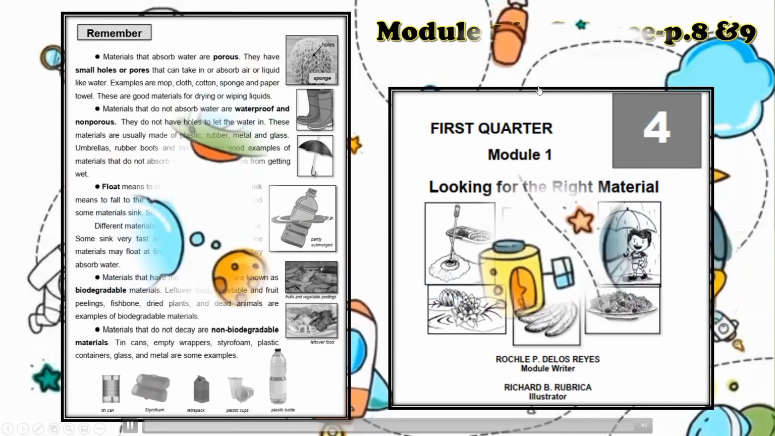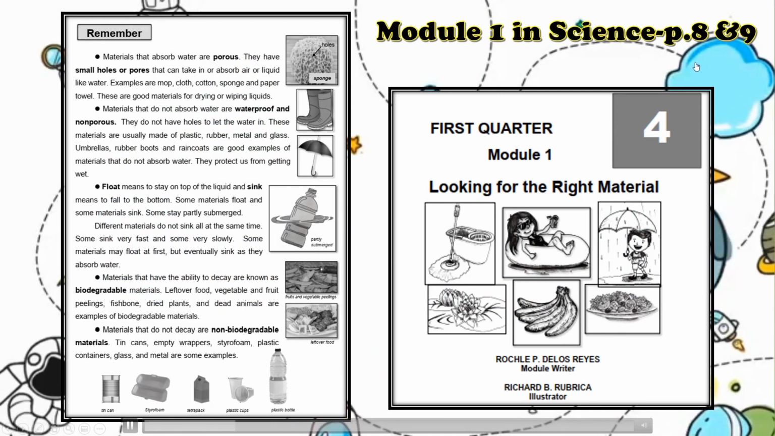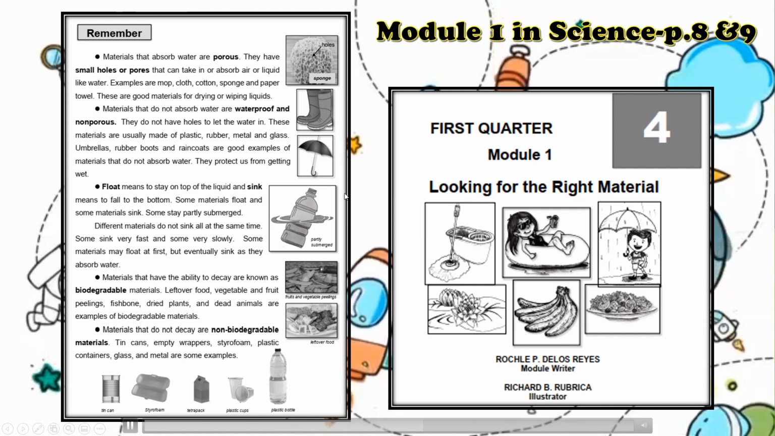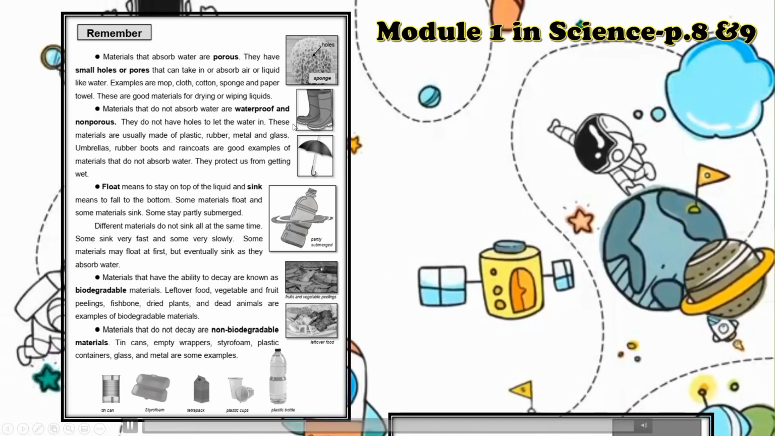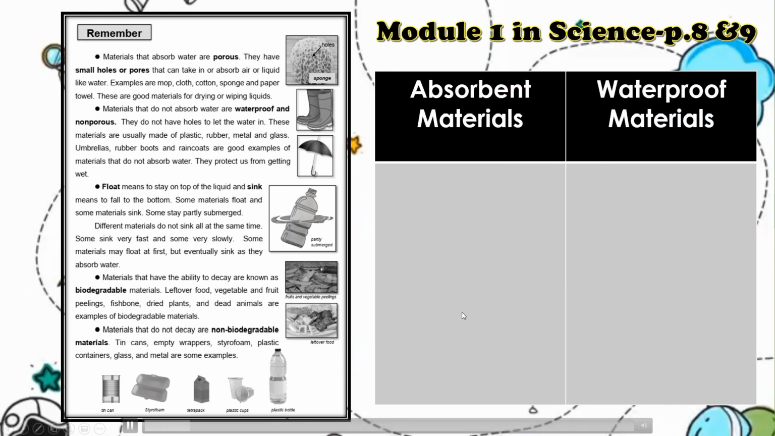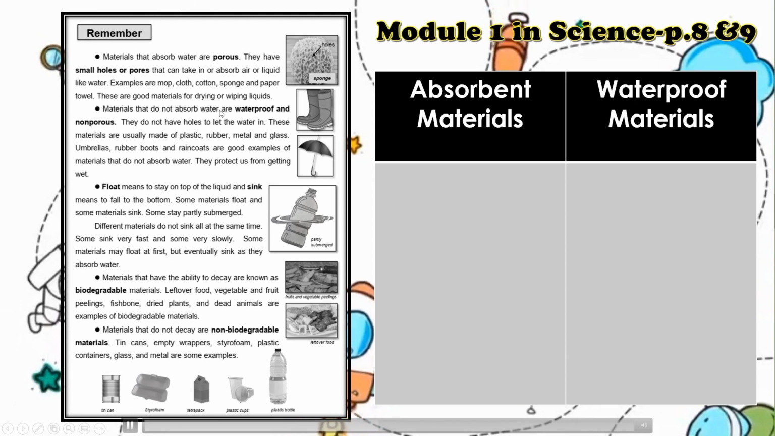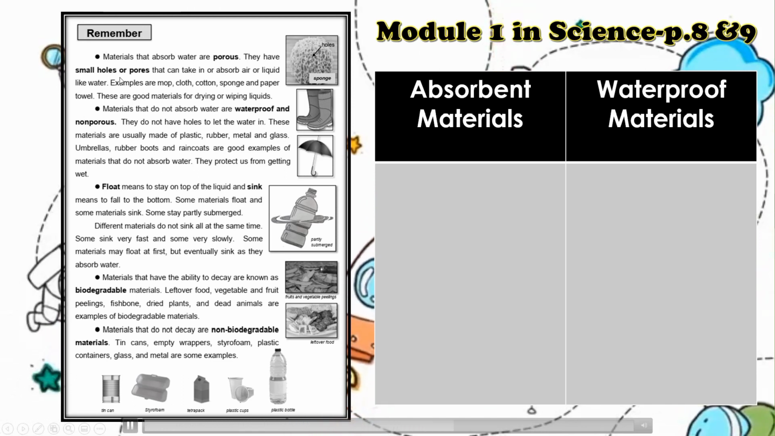On page 8 and 9, you will find the Remember part. This section summarizes the concepts and application of your lesson in the module. What you are going to do is to write it on your science notebook. In the first activity, you were asked to create this table of absorbent and waterproof materials. Beside it, you will write the important definitions of absorbent and waterproof. You can highlight the words absorbent and waterproof using marker or just underline them to emphasize the words.